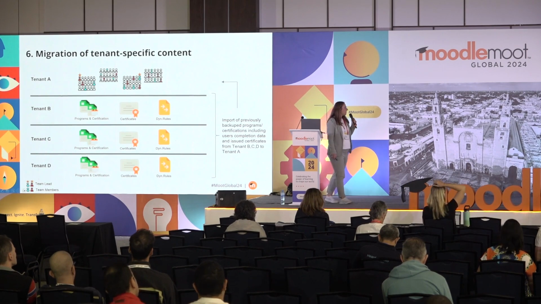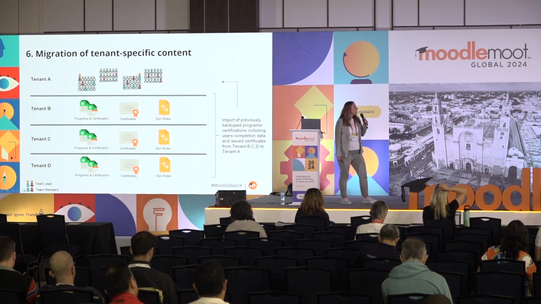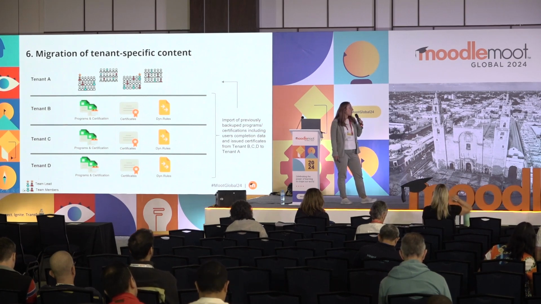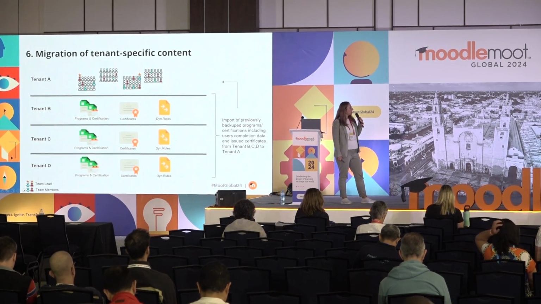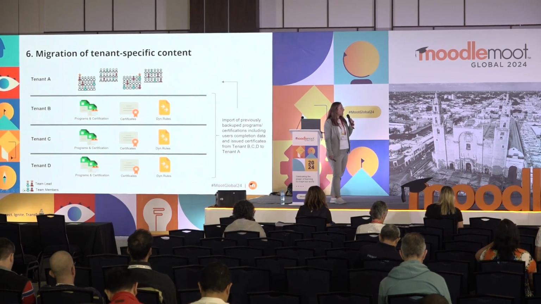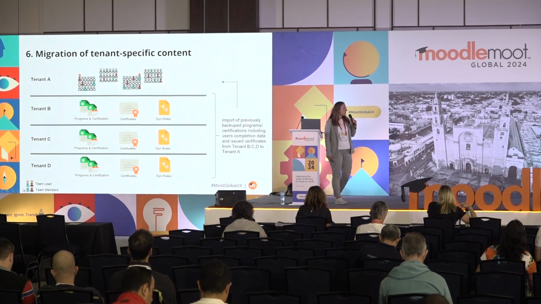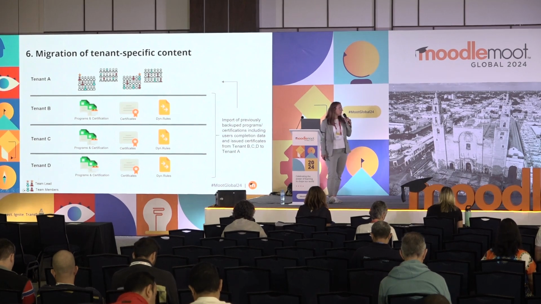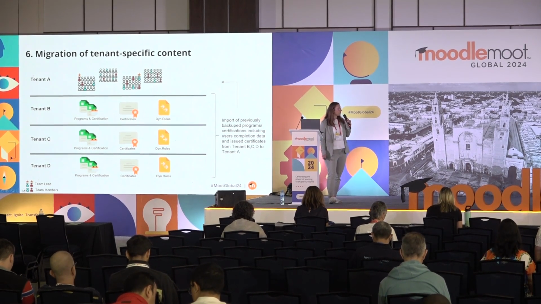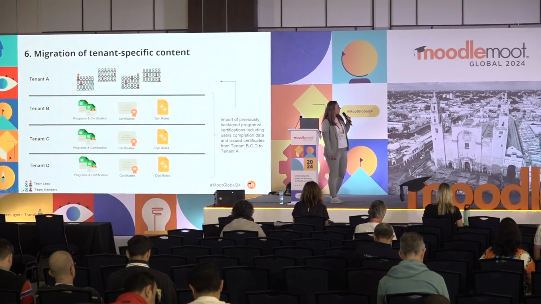After that, we needed to move all the content we had backed up before from tenants B, C, and D into tenant A, where now all users are located, so that they can use their program certificates within the umbrella brand and continue with their learning. As well, we moved all dynamic rules into tenant A to make sure that the automation using dynamic rules is still going on and does not have any impact. Yeah, this was the migration.